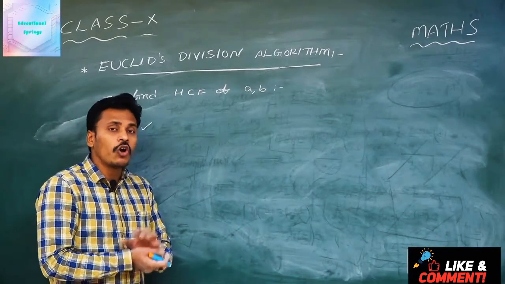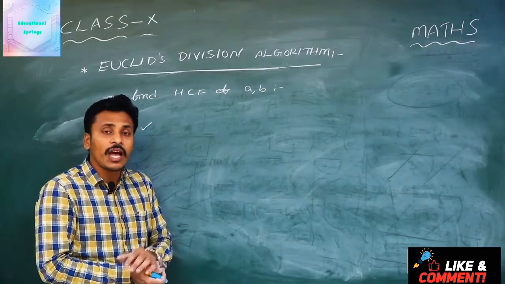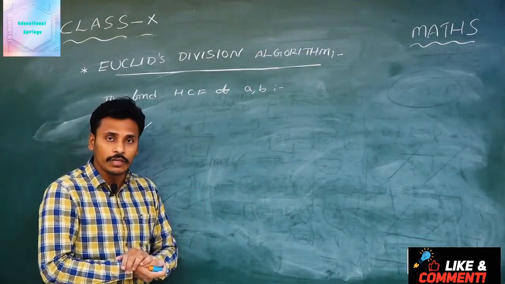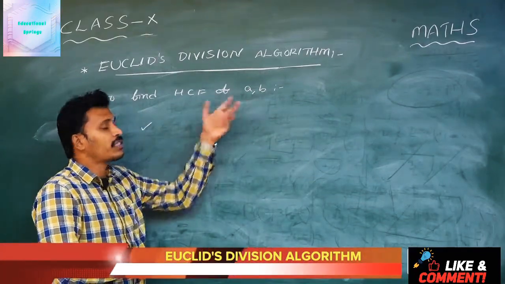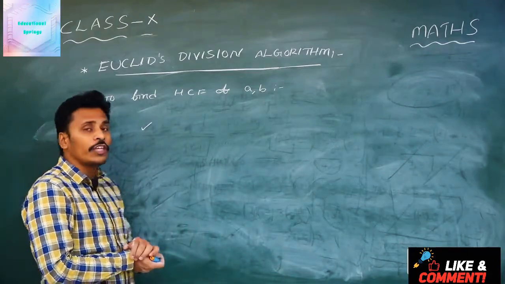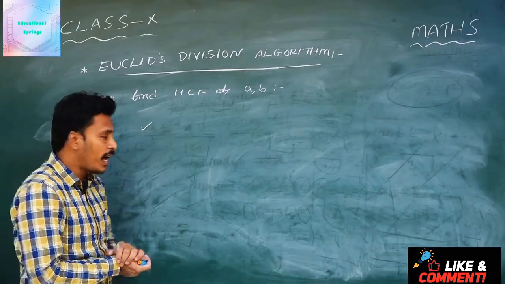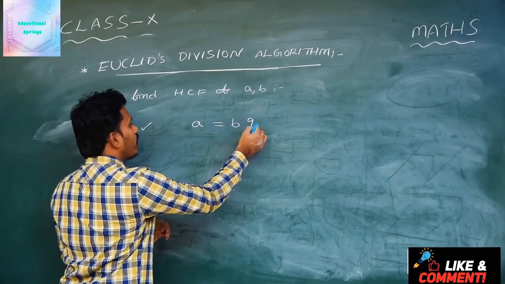As I mentioned to you, an algorithm is a step-by-step procedure which helps to complete a task, and here these are the steps to calculate the HCF of two numbers using Euclid's division lemma. Suppose I have two numbers a, b to find the HCF. As we discussed here, first of all, we need to apply Euclid's division lemma for these two numbers a and b.